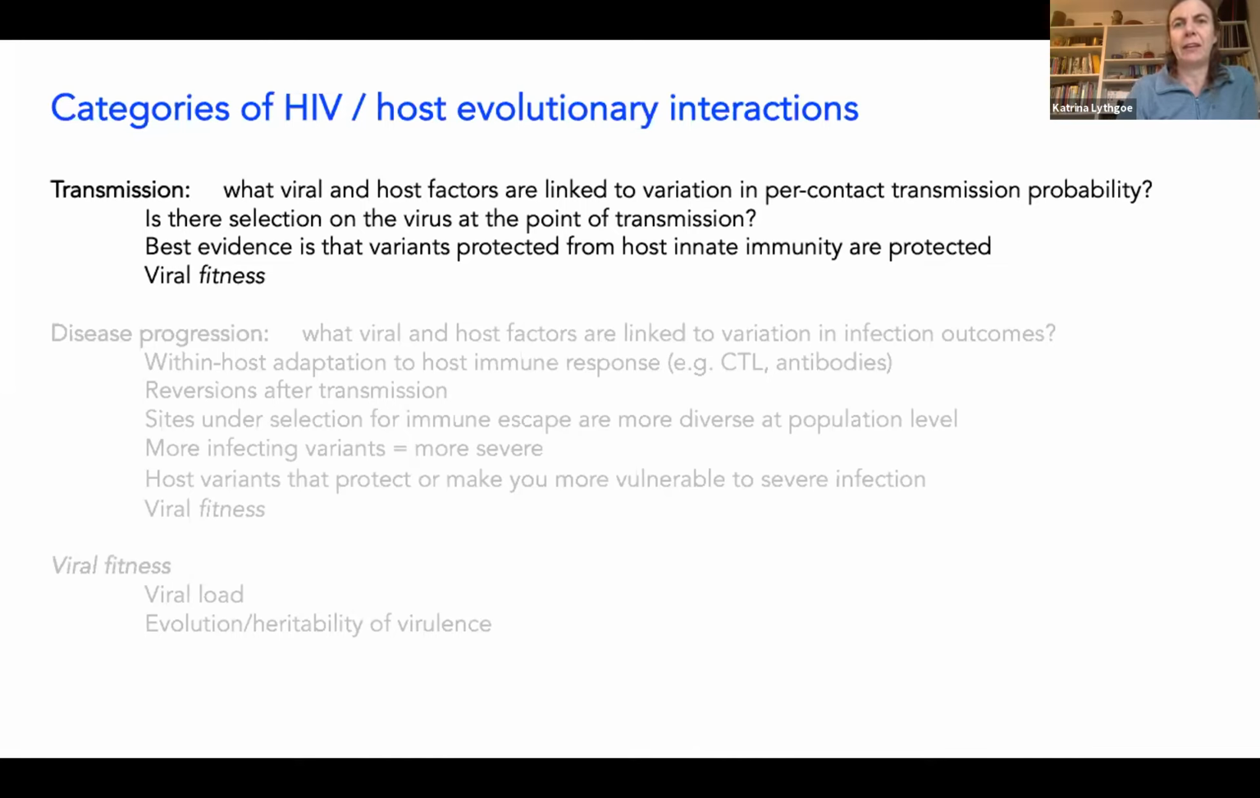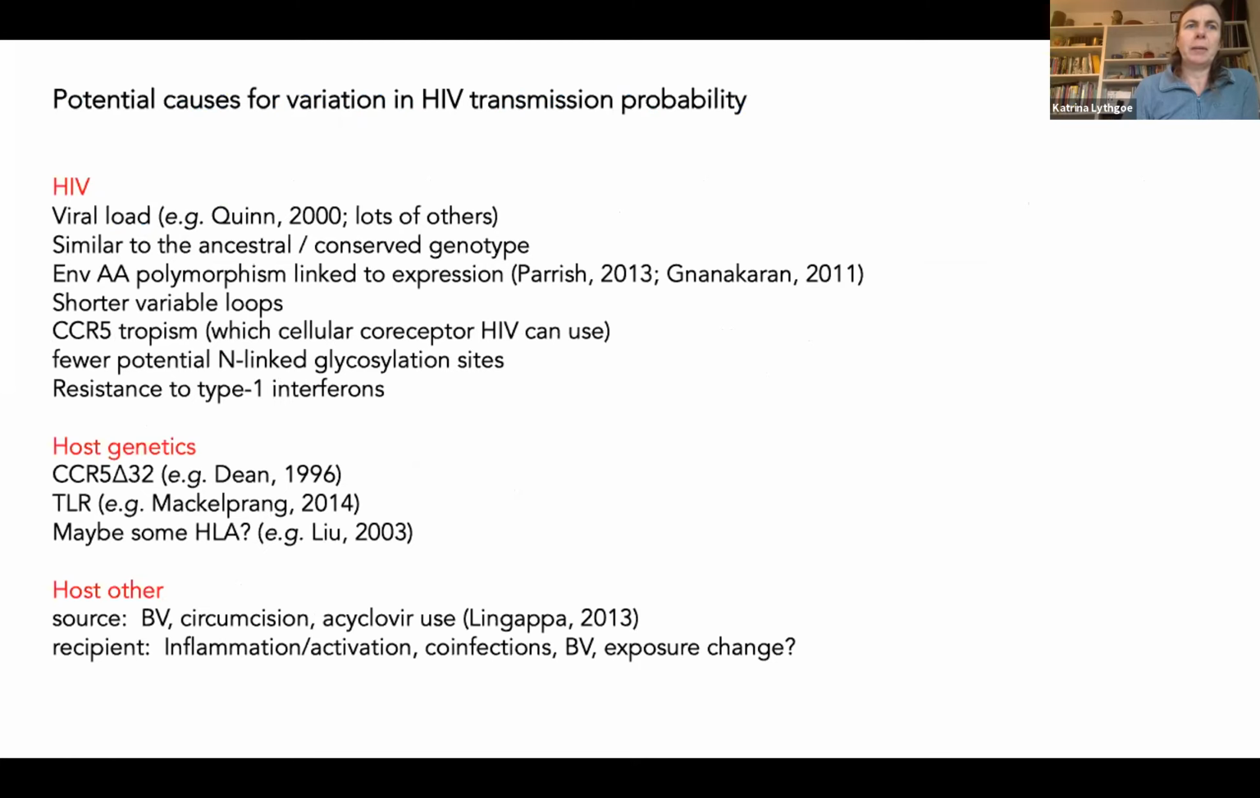So what are the potential causes for variation in HIV transmission probability? Well, viral load. We know for sure that the higher the viral load, the more likely you are to transmit the virus.